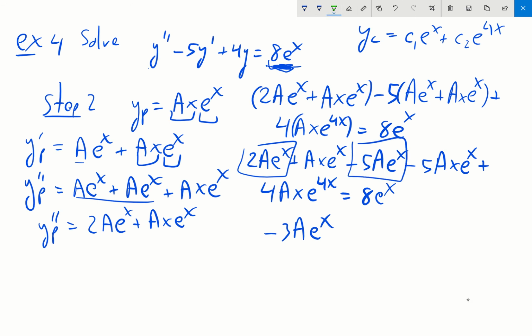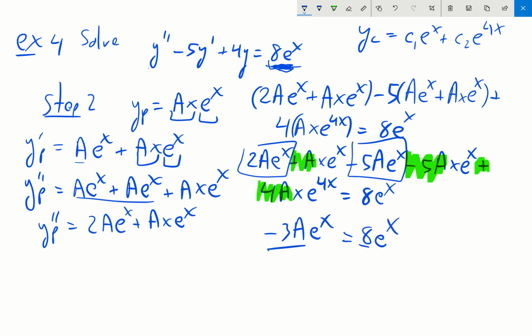The x e to the x terms, which would be these ones right here, I'll highlight the coefficients. We have a positive a, and a negative 5a would make negative 4a, but then our plus 4a would cancel, so it would be 0. So we don't have any x e to the 4x term, and so we simply get negative 3a e to the x equals 8 e to the x.